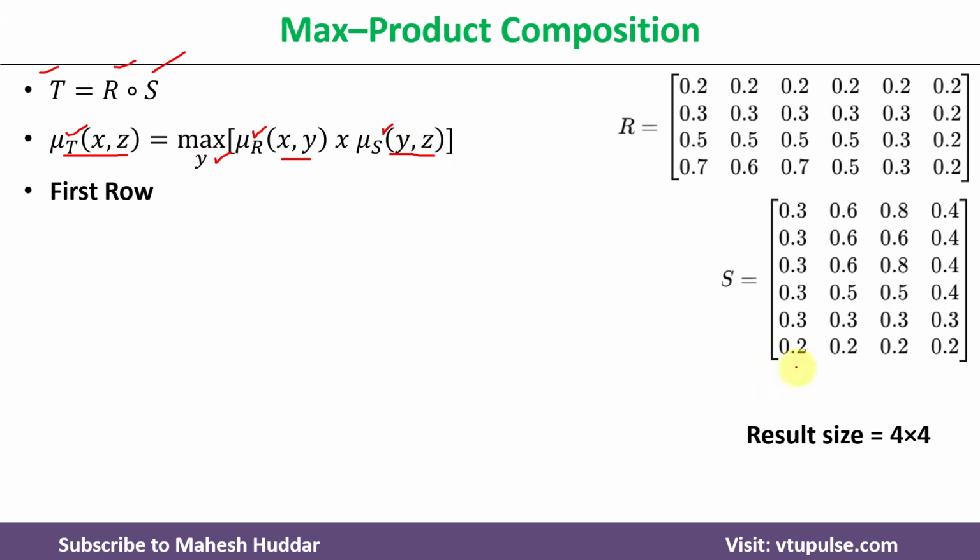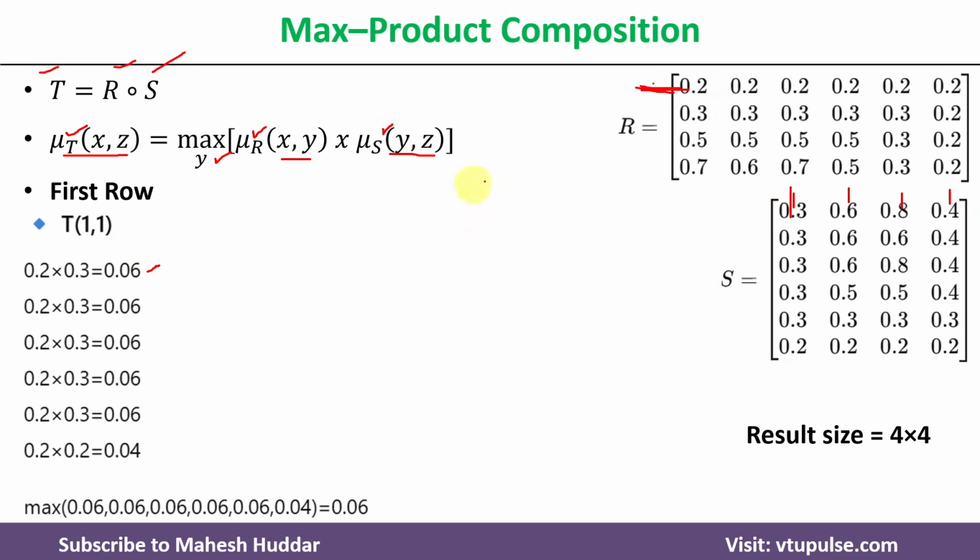So first I will consider the first row, first column, that is 0.2 into 0.3, that is 0.06. Similarly, we need to do the multiplication for all the membership values in the first row and first column. So after that, we need to find which is having the maximum value. So here the maximum value is 0.06.